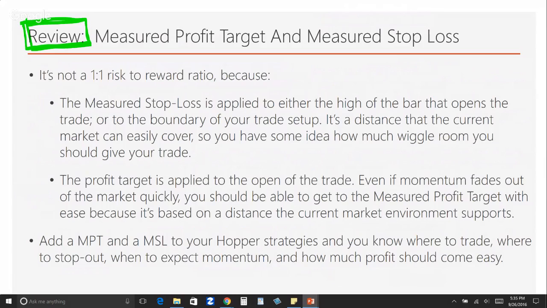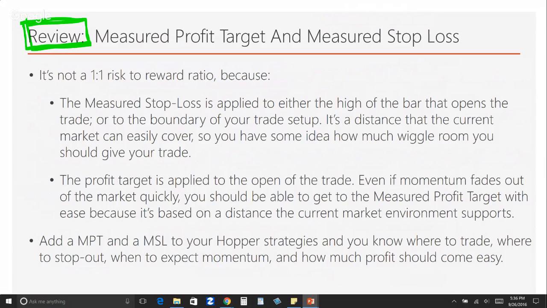And the profit target is applied to the open of the trade. It's just a profit target. So if momentum fades out of the market quickly, you should still be able to get that measured profit target with ease, because it's based on a distance that the current market environment supports. So with this strategy, not only is it not a one-to-one risk ratio, but I generally risk a little more than I stand to gain.